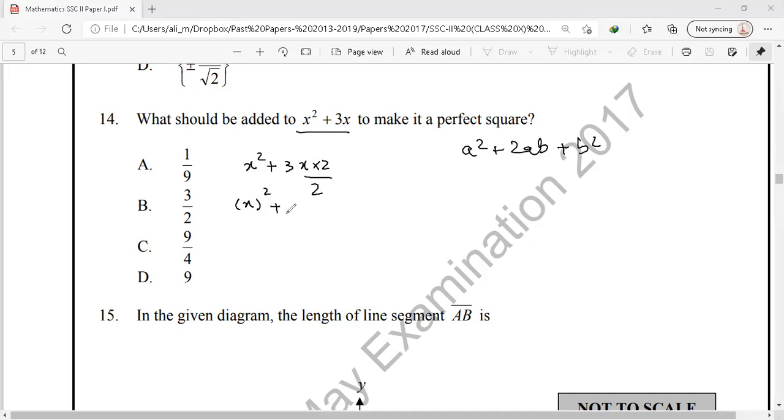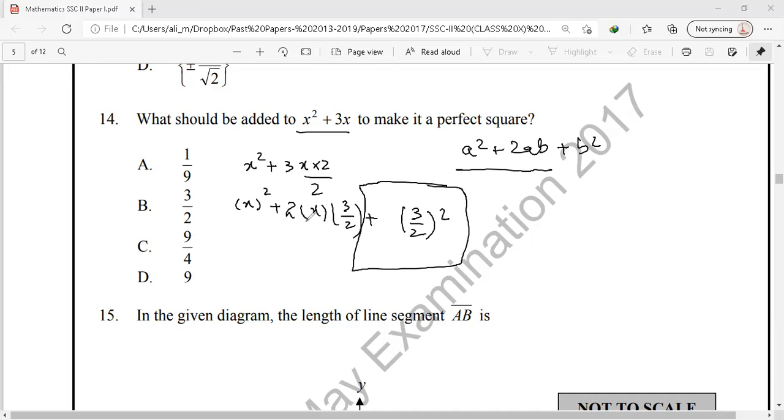So we can rearrange these terms as 2 times x times 3 over 2. So we have the two terms of this perfect square, and we need a b square. So b square would be (3 over 2) whole square. This is the term that we should add in this expression so that it becomes a perfect square. So the value of this term is 9 over 4. If we add 9 over 4 to this expression, it would become a perfect square. So in question number 14, option C is the correct answer.